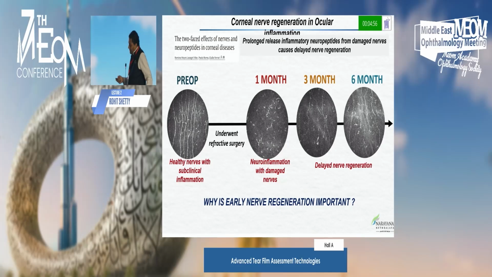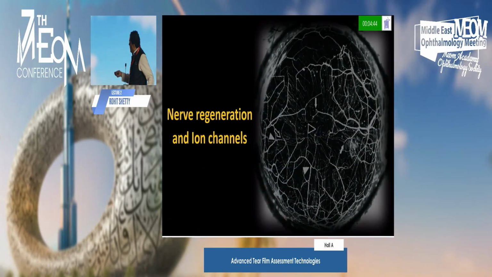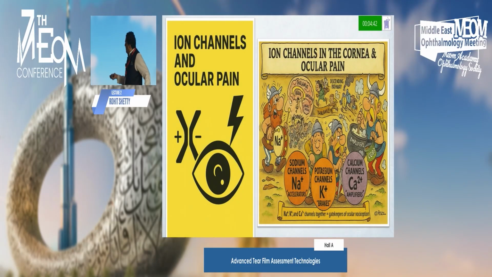The inflamed tear film never allows the epithelium and the corneal nerves to heal. You can see that if you have a pre-op contact lens wearer, his healing is much slower compared to a healthy, non-inflamed eye.